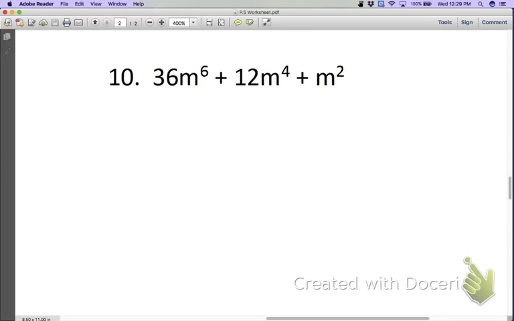All right. Number 10. Do we have a GCF in this one? Yes, we do. It is m squared. So that leaves me with 36m to the fourth plus 12m squared plus 1.